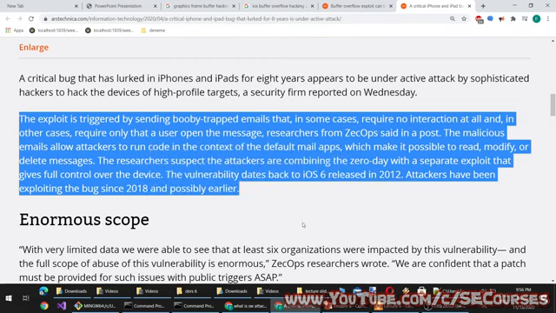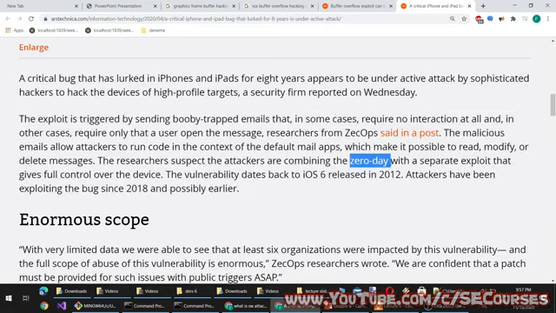The exploit is triggered by sending booby-trapped emails that, in some cases, require no interaction at all and, in other cases, require only that a user open the message, researchers from ZecOps said in a post. The malicious emails allow attackers to run code in the context of the default mail apps, which makes it possible to read, modify, or delete messages. The researchers suspect the attackers are combining the zero-day with a separate exploit that gives full control over the device. The vulnerability dates back to iOS 6 released in 2012. Attackers have been exploiting the bug since 2018 and possibly earlier.